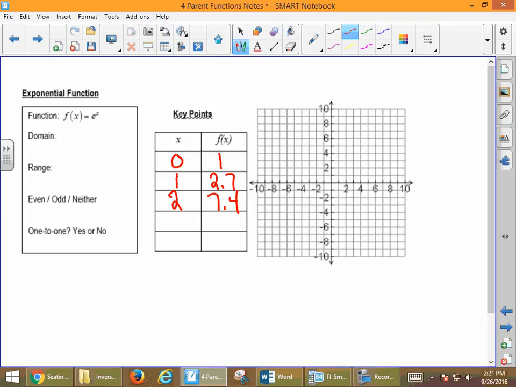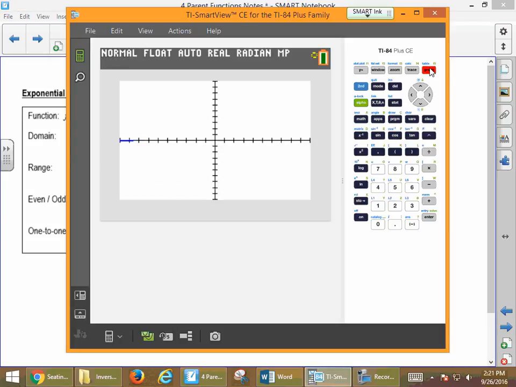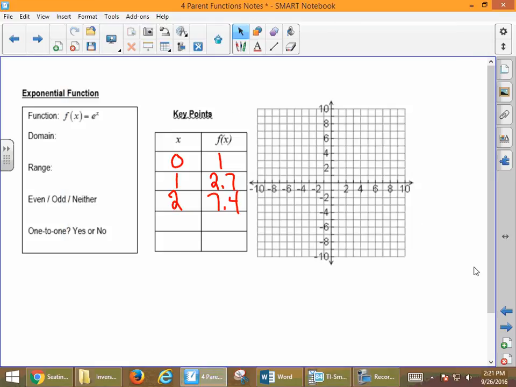And we can draw that picture, although let's look at the picture in our graph as well, just to know what it looks like. Looks like that. So that gives us a good idea of what to expect here when we draw it. 0, 1, 1, 2.7, 2, 7.4.